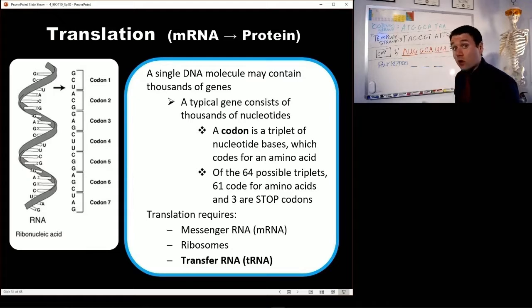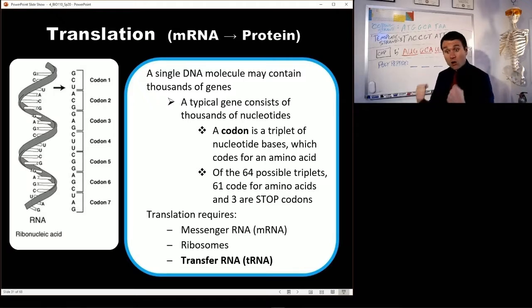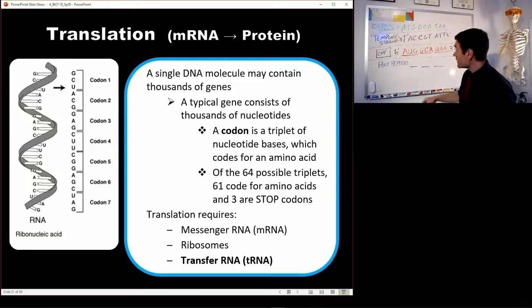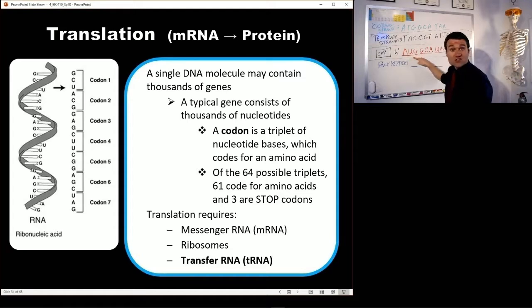We also need some workspace, a workshop, in order to build this polypeptide. That is the ribosomes. The ribosomes are going to be our workbench to actually get this process of translation done. And, of course, we're going to need the message. We're going to need our messenger RNA that we just made in the last step. So those are at least the 3 things that we are going to require.